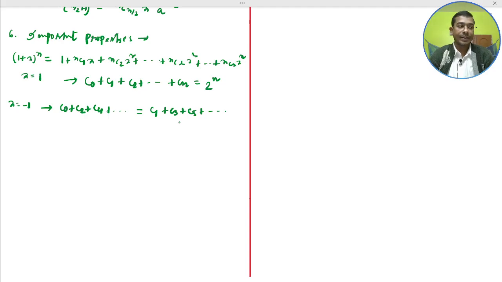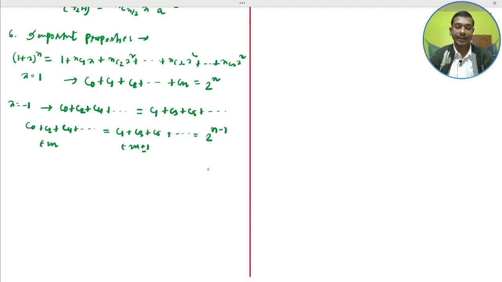And I just give you one important thing: here C means the combination. We will discuss in the next chapter the permutation and combination. C means the combination, nCr. So this property says C0 + C2 + C4 + ... equals C1 + C3 + C5 + ... The even ones and the odd ones, each sum equals 2^(n-1).